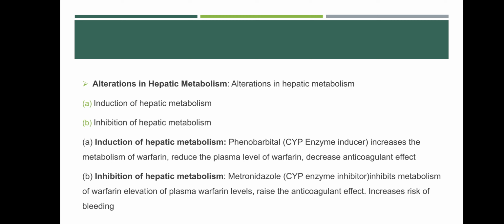Next is alterations in hepatic metabolism. Hepatic metabolism can be altered by two methods: first is the induction of hepatic metabolism, and the next is the inhibition of hepatic metabolism. Induction occurs when phenobarbital increases the metabolism of warfarin, and due to this increase, the plasma level of warfarin will get reduced, and it will lead to a decreased anticoagulant effect.